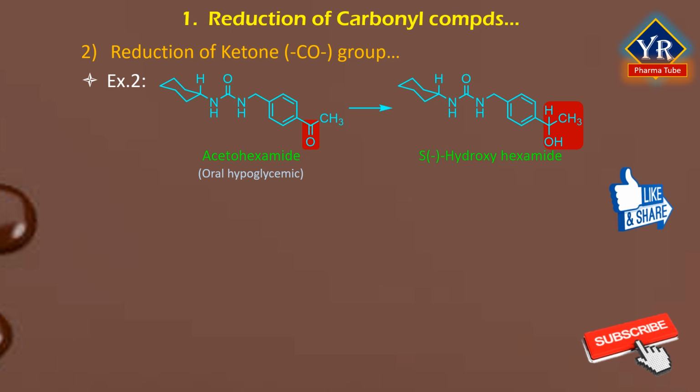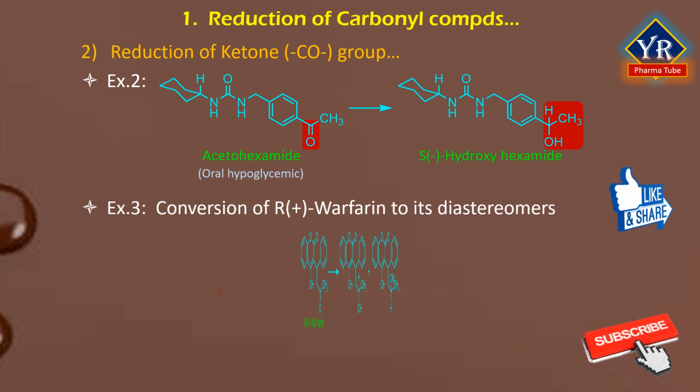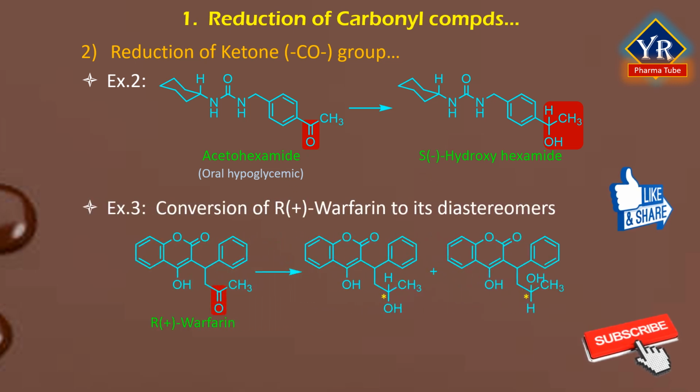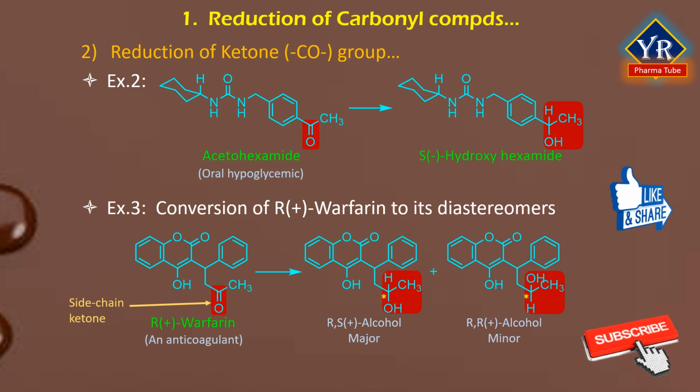S-hydroxyhexamide. When chiral ketones are reduced, they yield two possible diastereomeric or epimeric alcohols. For example, the R(+)-warfarin, an anti-clotting agent, undergoes reduction of its side chain ketone group to generate the RS(+) alcohol as the major metabolite. Small amounts of the RR(+) diastereomer are also formed. In contrast, the S-warfarin undergoes little ketone reduction and is primarily hydroxylated in the aromatic ring.